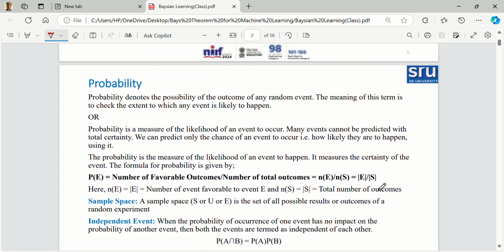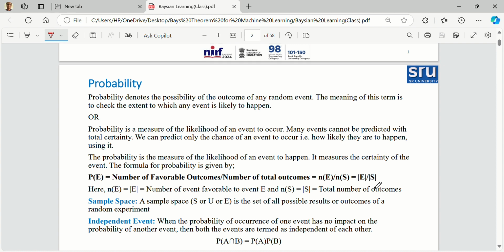Before this you should know what probability is, its definitions, the concept of conditional probability, and how conditional probability is applied in Bayes theorem.